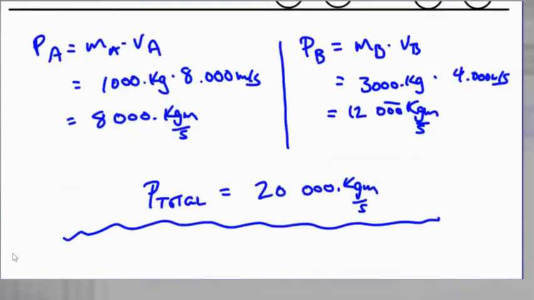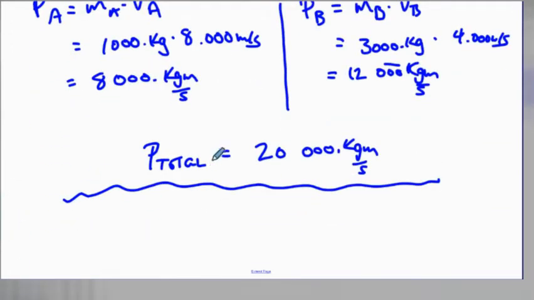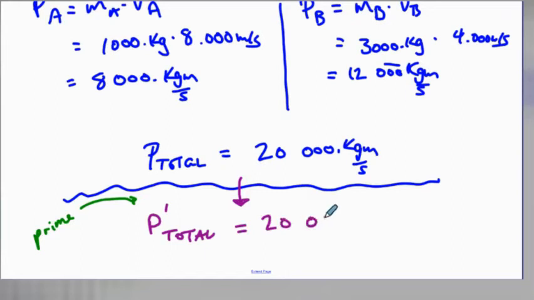Okay, so that's the first thing. The next thing is the conservation law right here. The total momentum before the collision equals the total momentum after the collision. I'm going to put a little symbol here that looks like a little 1. That's called a prime symbol, and it just means after the collision. So the total momentum in the system is the same before the collision as it is after the collision.